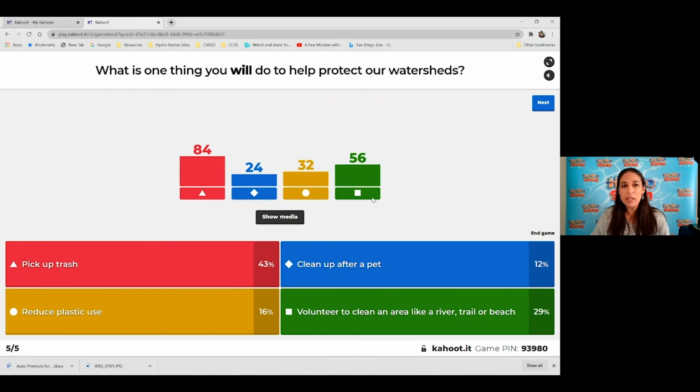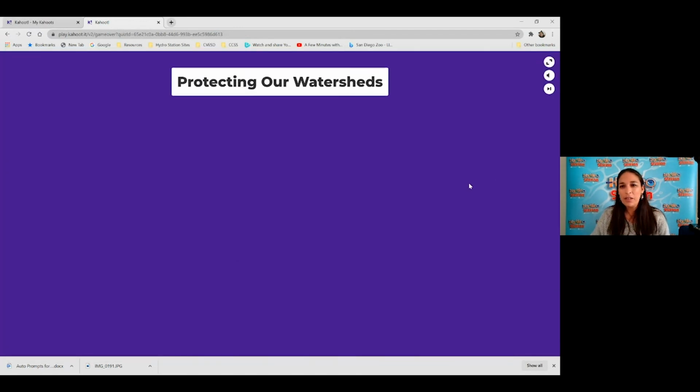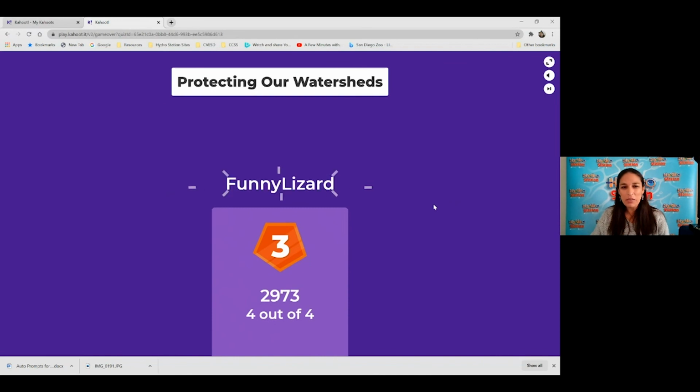So we have it pretty spread across the board. We have friends willing to pick up trash, friends willing to clean up after their pets, friends willing to reduce their plastic use, so we don't even have that plastic in our watersheds. And I love how many of you will even go further, going to another area to clean up an area like a river, a trail, or a beach. There's lots of organizations where you can do that. So that's awesome. So let's find out who our winner was.